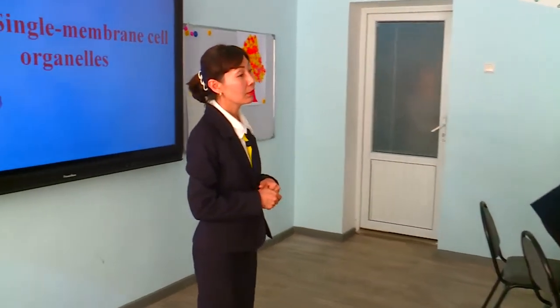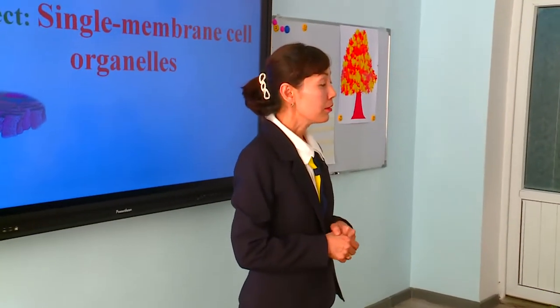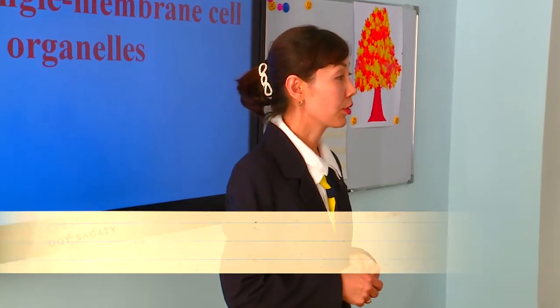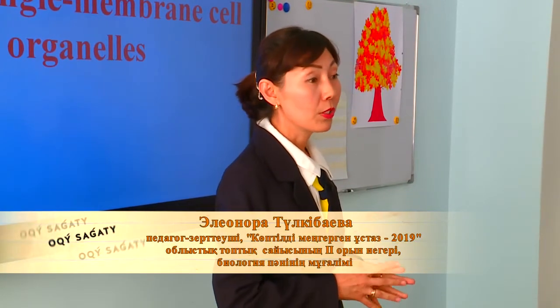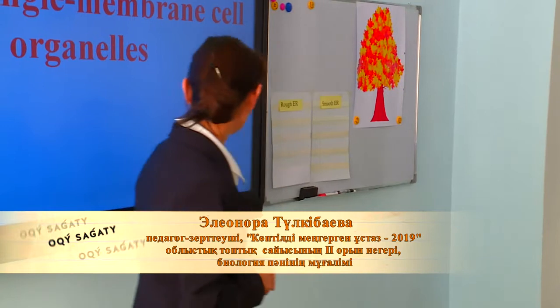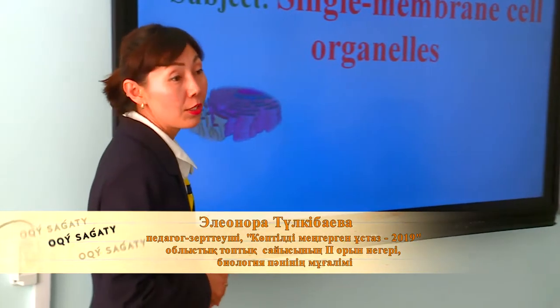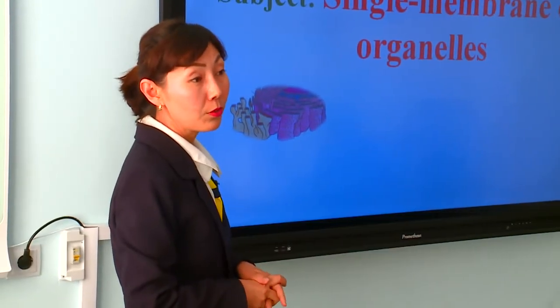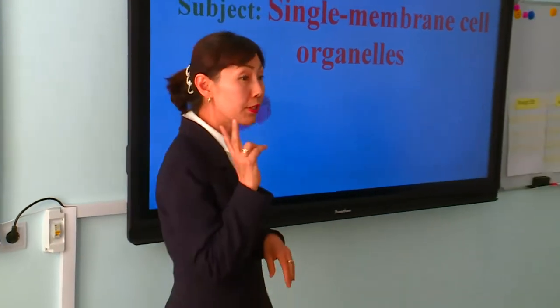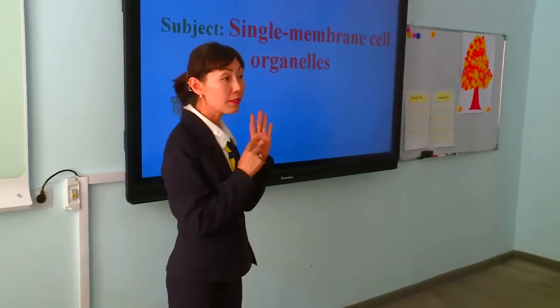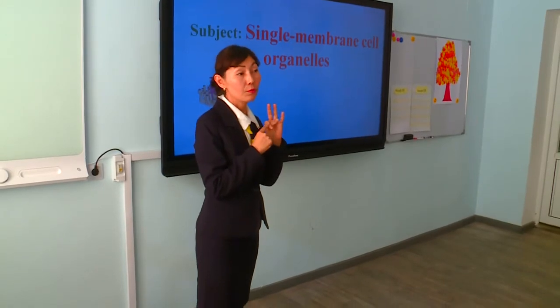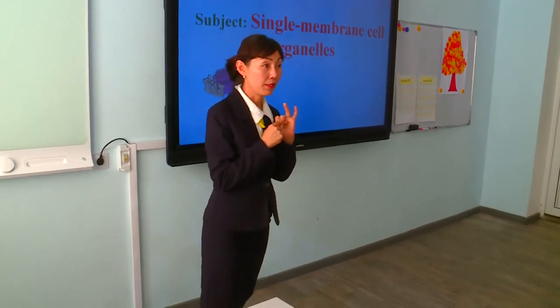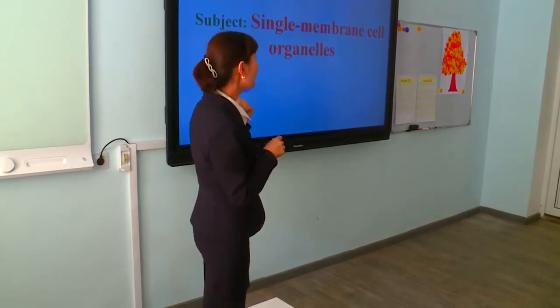Sit down. In the last lesson, we studied the structure and function of the cell. Today we continue to explore the function and structure of the cell. We know there are two types of cell: single membrane cell, two membrane cell, and one membrane cell. Today we study the single membrane cell.